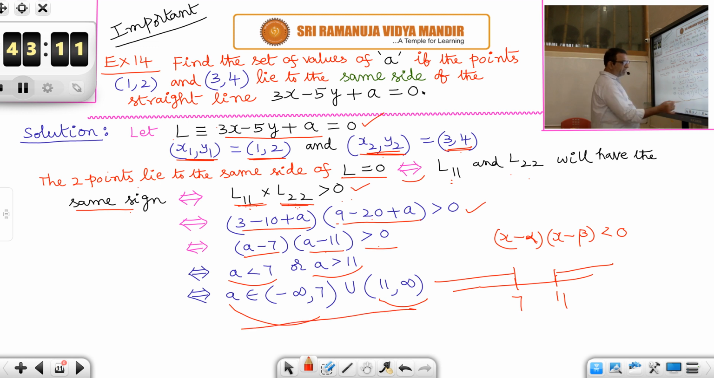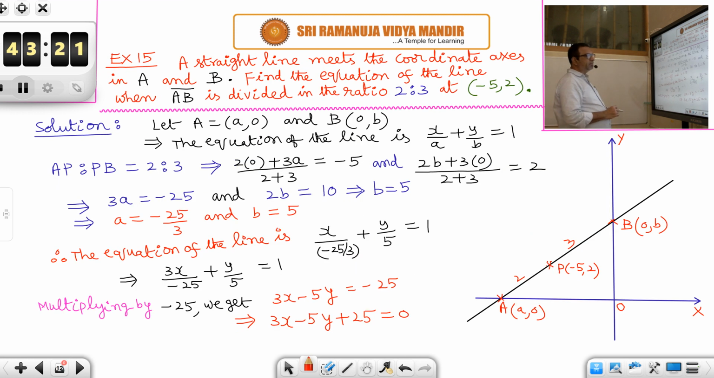Okay. So this is the interval in which A should lie so that the given 2 points are on the same side of the line. Okay, let us see what is there in example number 15. A straight line meets the coordinate axes in A and B. See the diagram. Find the equation of the line when AB, that means the line segment AB, is divided in the ratio 2:3 at minus 5 comma 2.